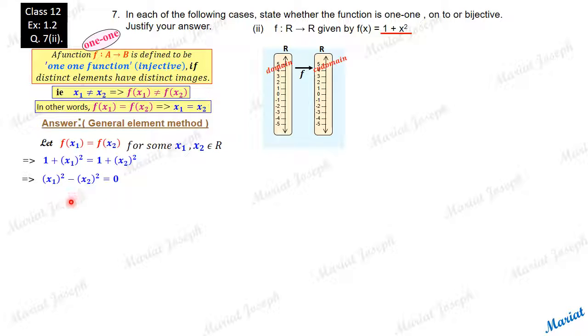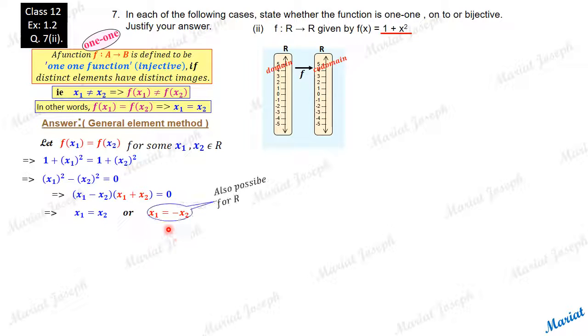This quadratic equation I factorize using a plus b into a minus b factorization: x1 minus x2 into x1 plus x2 equal to 0. As the product of two factors is equal to 0, either of the factors could be equal to 0. Either this factor equal to 0 or that factor equal to 0. This one gives me x1 equal to x2 and the second one gives me x1 equal to minus x2.